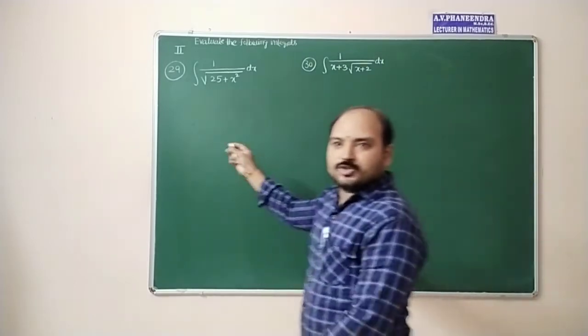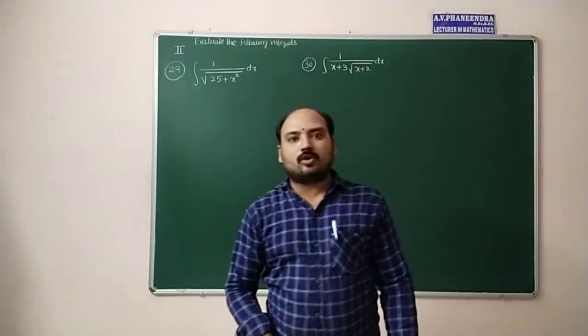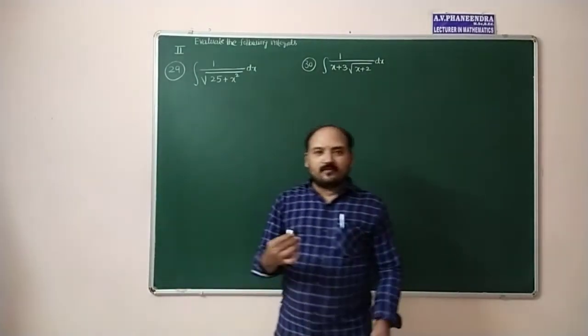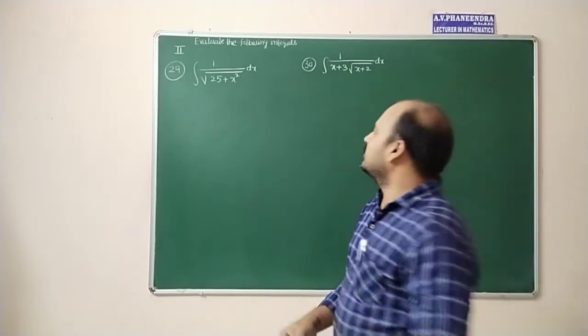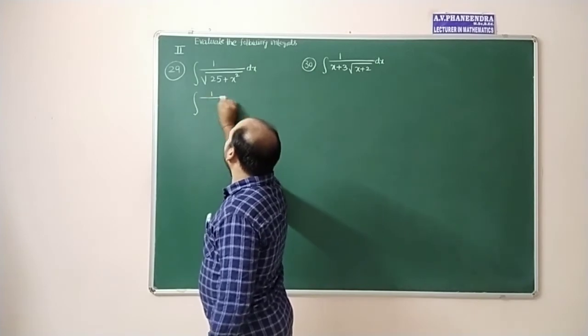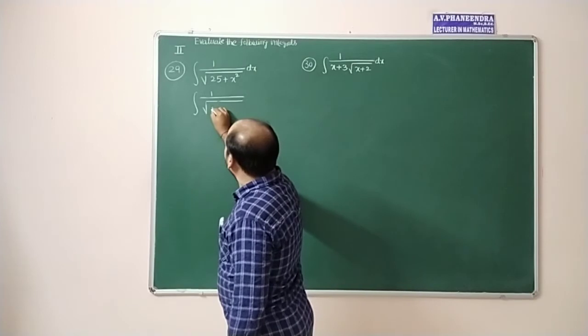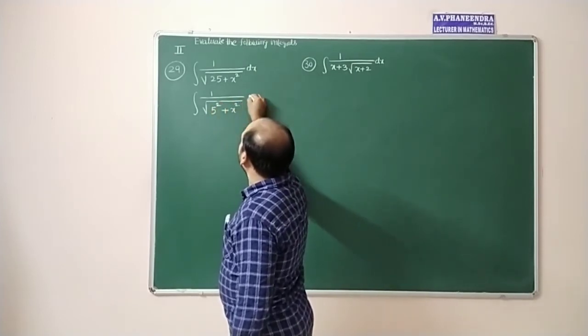The next question, question number 29. Integral 1 by square root of 25 plus x square. First, make the given integral into the formula form. See how to make that into the formula form. Integral 1 by square root of 25 can be written as 5 square plus x square into dx.